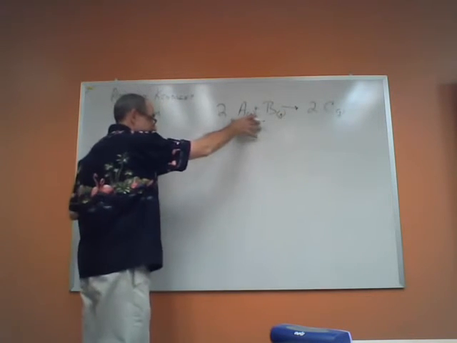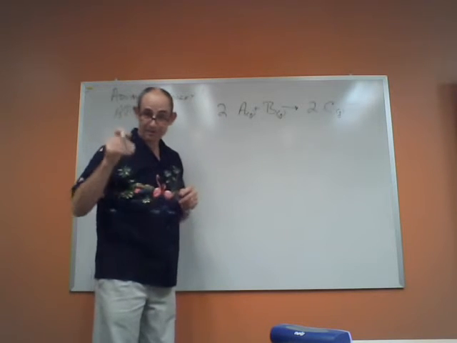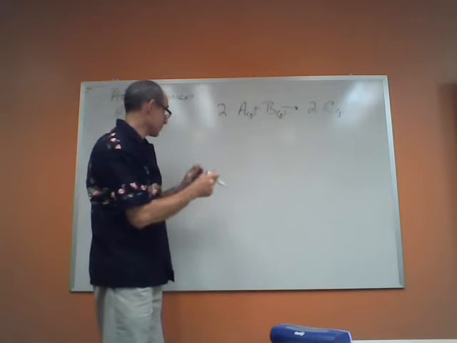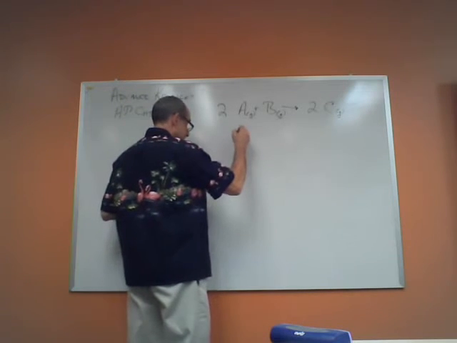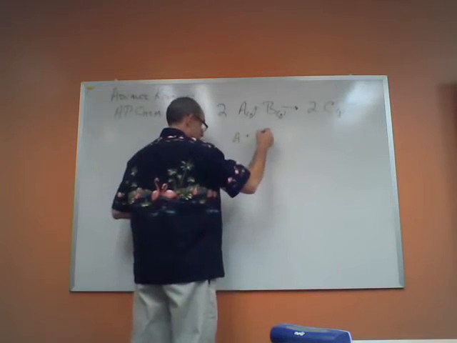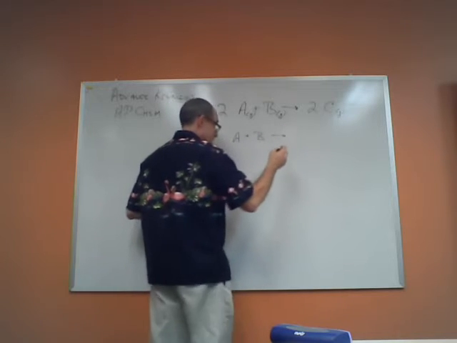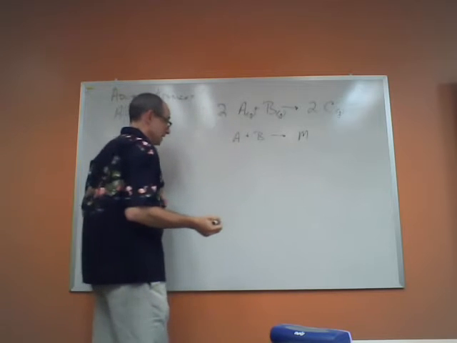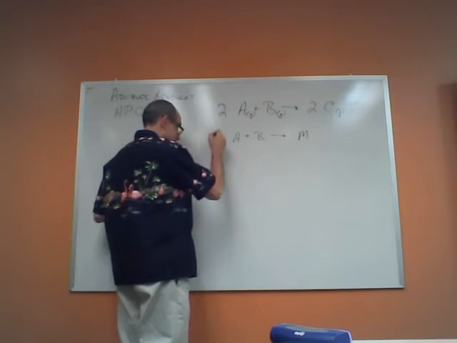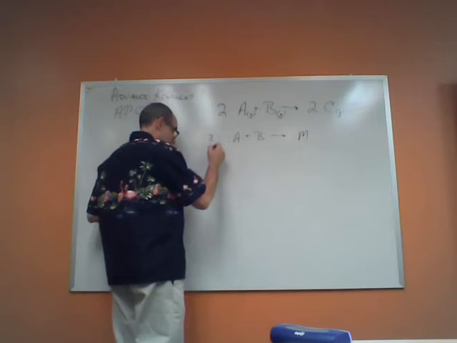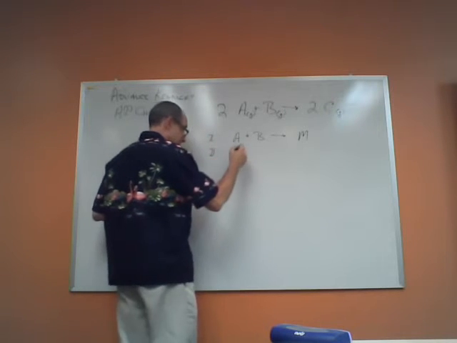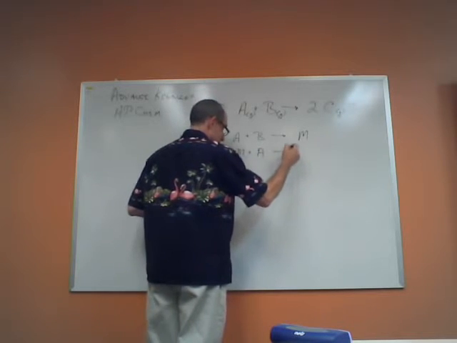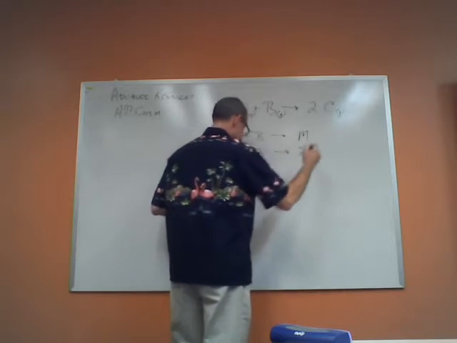Well, my reaction equation shows 3 particles, but they're probably not colliding all at the same time. So we might imagine that an A plus a B might generate some intermediate, let me call it M. And then this might be step 1. And then in the second subsequent step, that M will react with another A to form 2C.